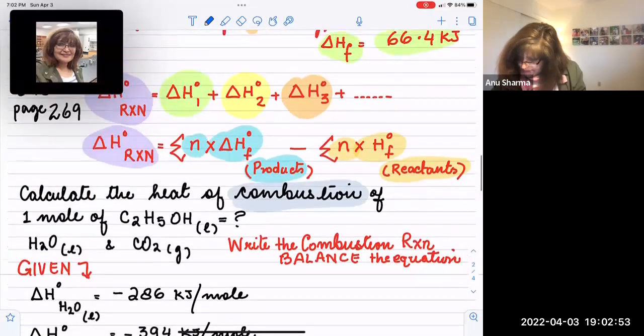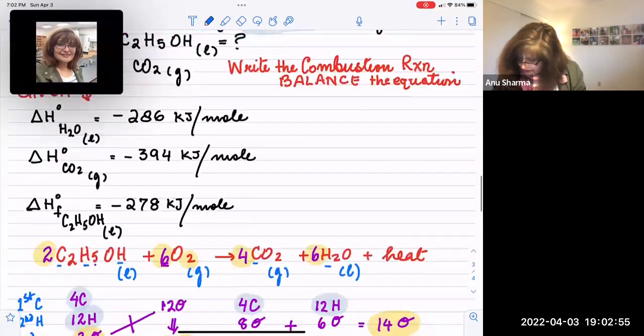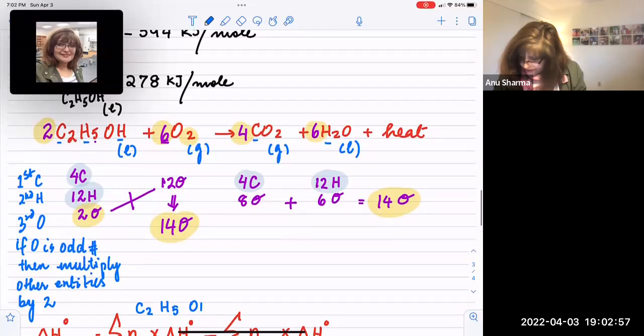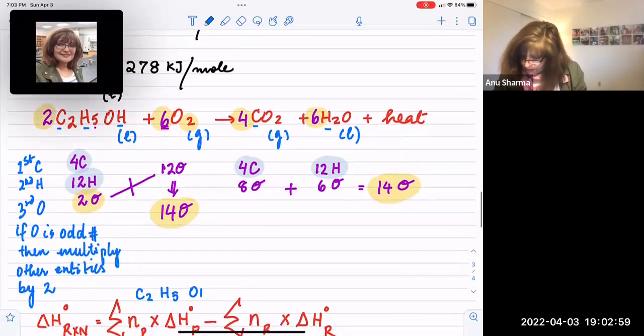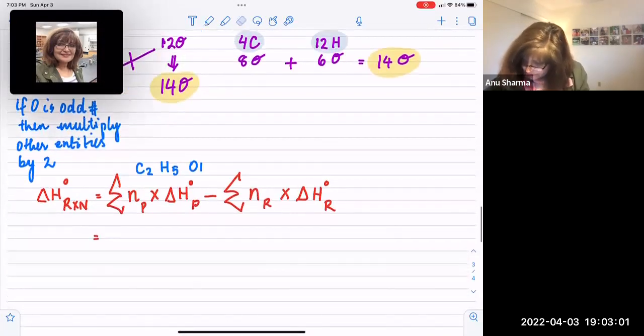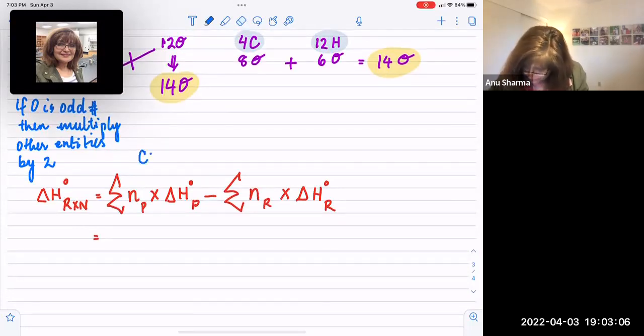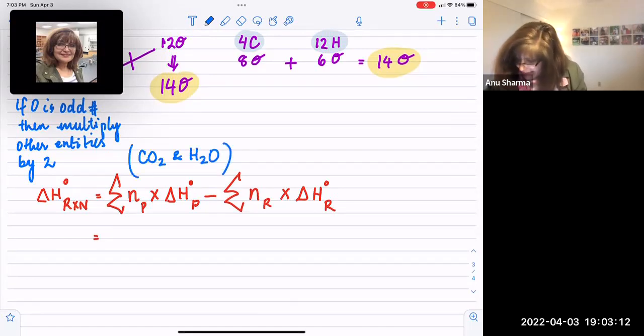The products are the carbon dioxide and water. My mistake here. The reactants are ethanol and oxygen, and the products are carbon dioxide and water, which will be here. Sorry about that. CO2 and water. So all this has to be combined. This is one thing.